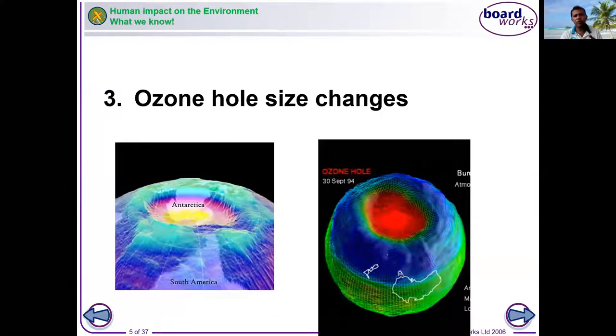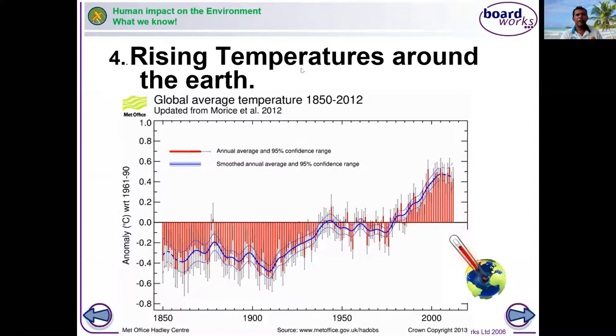And the ozone hole, we talked about this. There are a lot of areas where the ozone hole has increased over time. Of course, in the southern hemisphere there is some improvement, but the ozone hole size has increased over time, as you can see here. Then the rise in temperatures around Earth, as you can see from 1850 up to now, how the environmental temperatures have changed. This is the average world temperature and how it has changed over time.